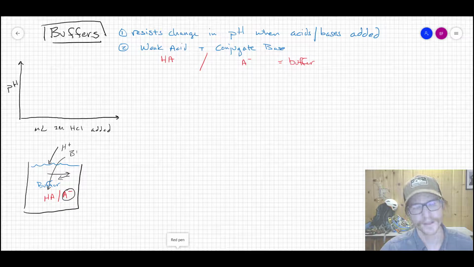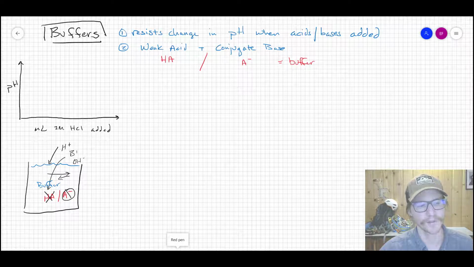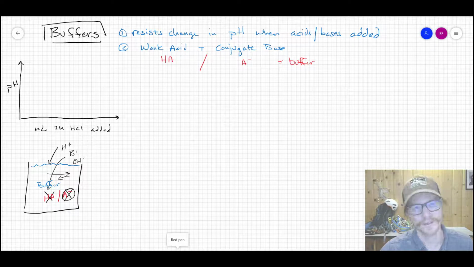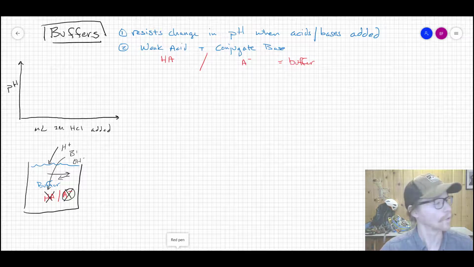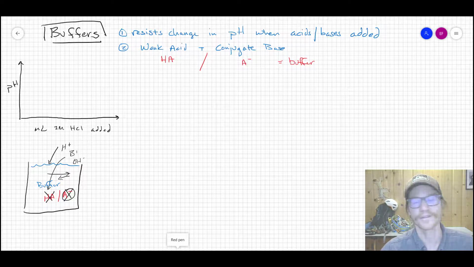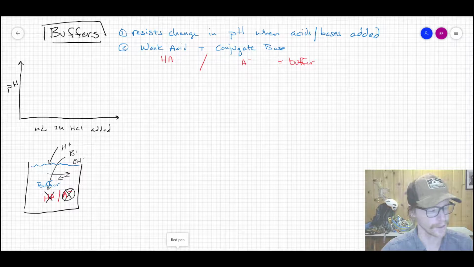Of course, that's all within reason, because if we add enough H plus or base or hydroxide to destroy either one of those, then our buffer is done. Then we've completely destroyed that half of the buffer, and then we get to a point in a titration or in your human body where the system is no longer responsive or resistant to changes in pH, and we get wild, massive, asymptotic swings in the pH.